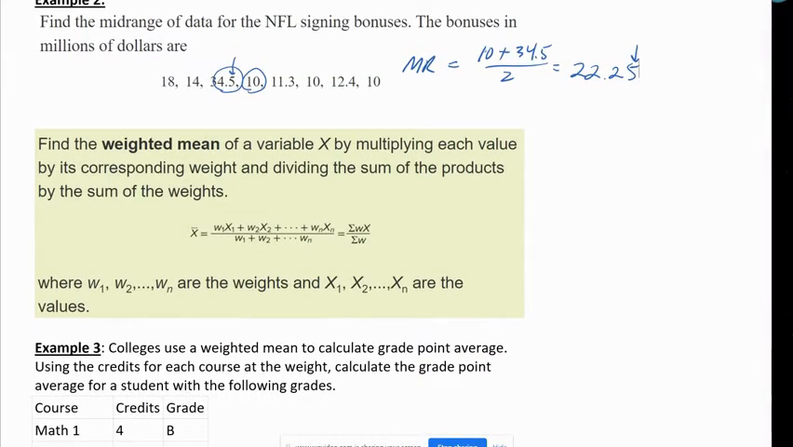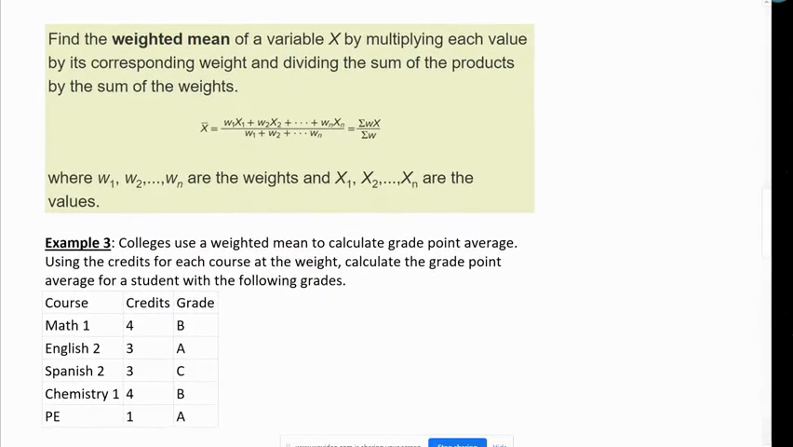And then next we have the concept of a weighted mean. A weighted mean would be used whenever certain data items are given a stronger or weaker weight, depending on what their significance is. The best example I can give is calculating grade point average.